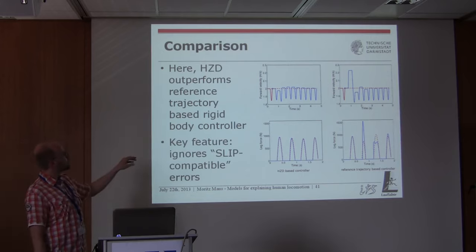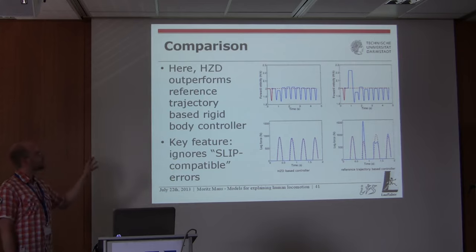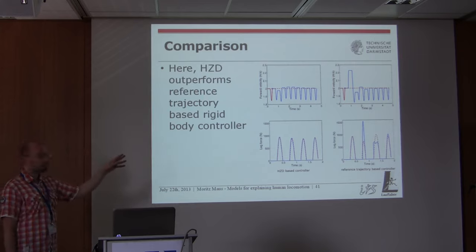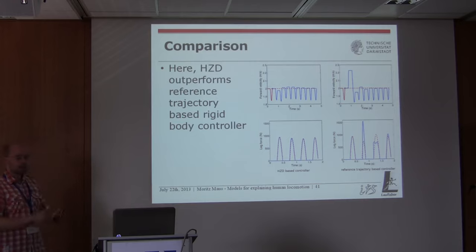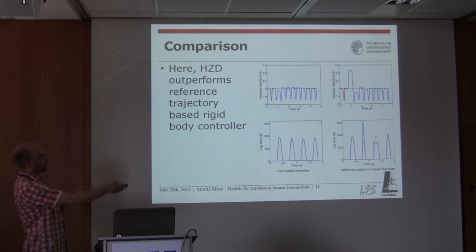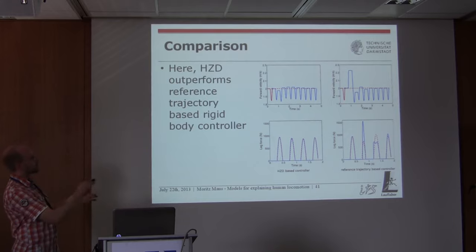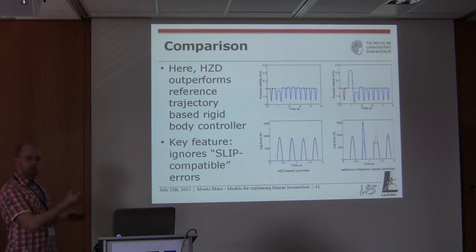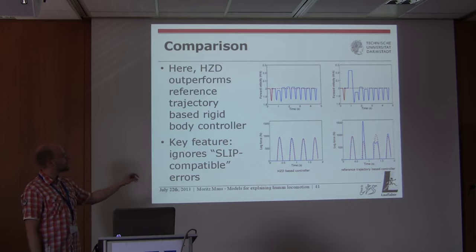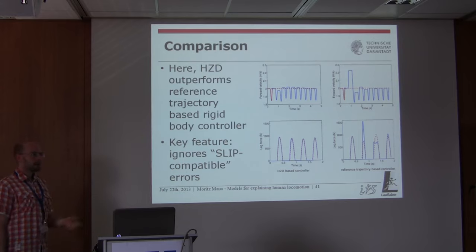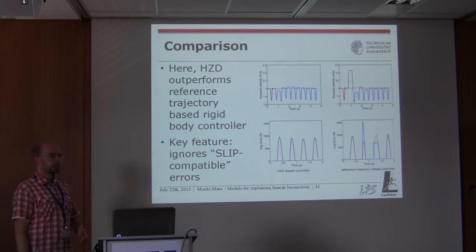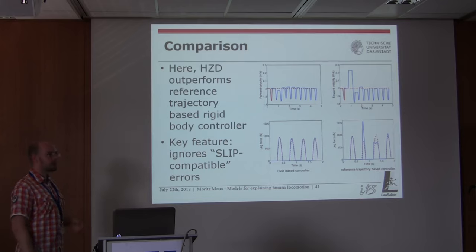Here, they just compared on a simulation robot a SLIP embedding controller with a reference following controller. So they have a certain reference motion, which is derived from SLIP. They introduce a disturbance, and here they try to follow that reference motion. Whereas here they say, I just compensate the disturbance relative to the SLIP, which is much smaller. And if you ignore the SLIP compatible errors, your disturbance responses are much smaller. So to make a long story short, implementing templates in your robot control can give you a much easier and much more relaxed control.